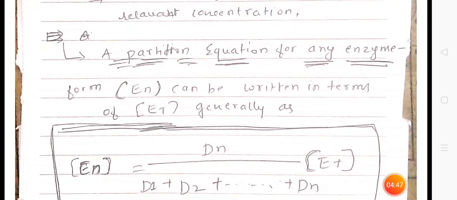So when you write the partition equation, it defines the proportion of the enzyme in that form in terms of individual rate constants and their relevant concentrations. For example, you can take any enzyme form: if you write the partition equation for it, En, the concentration can be written in terms of the total enzyme concentration.